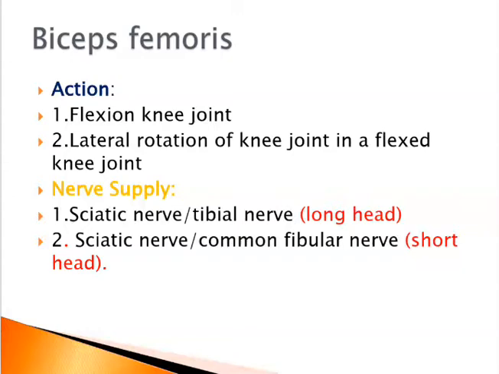So because knee joint is condylar joint, it is having additional action, that is lateral rotation, that is done by biceps femoris. Then coming to nerve supply, it is having dual nerve supply. Long head is supplied by tibial part of sciatic nerve, and the short head is supplied by common peroneal nerve.